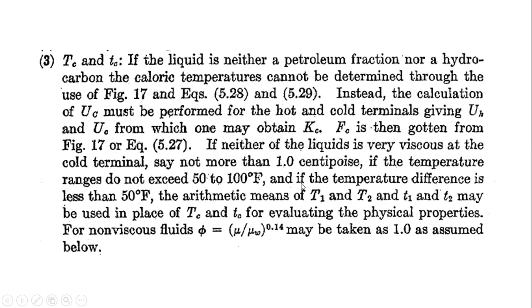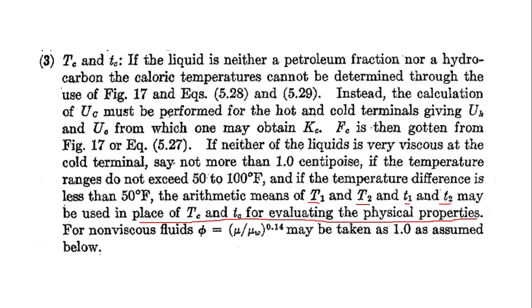And the third point is, if the temperature difference is less than 50 degrees Fahrenheit, we have to use the arithmetic mean temperatures. What does it mean? Arithmetic means the average of the capital T1 and the capital T2, and the average of small t1 and small t2 may be used in place of the caloric temperatures for evaluating physical properties, because the liquid physical properties are very important, such as the density, the viscosity, the conductivity, and the other properties as well. These are very important properties.